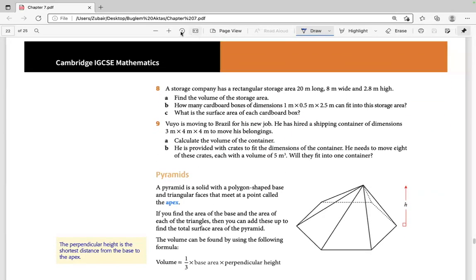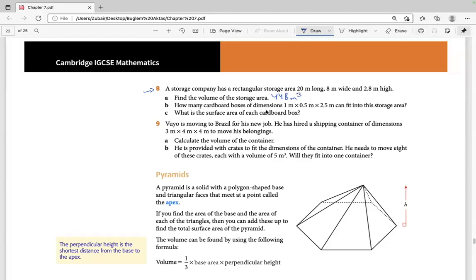A storage company has a regular storage area of 20 meters long by 8 meters wide and 2.8 meters high. Find the volume. How many cardboard boxes? Okay, now this will be interesting, because sometimes it is not occupying all the space. 448. 448 meters cubed. Yes.